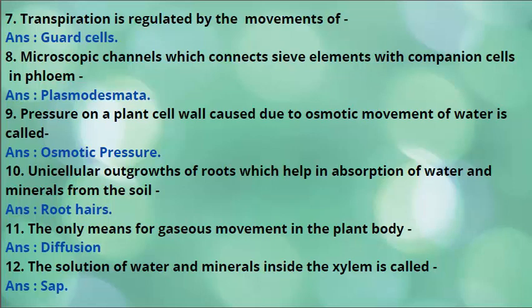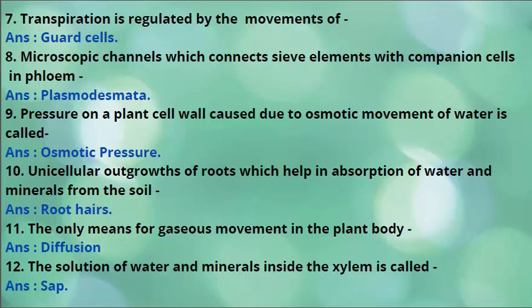When they open up during the daytime, then more amount of water vapor escapes from the leaf surface and transpiration occurs. So we can say that transpiration is regulated by the movement of guard cells, whereas during the night time the guard cells remain closed and the stomata also shrink, that pore gets smaller in size, and transpiration does not occur during the night time.